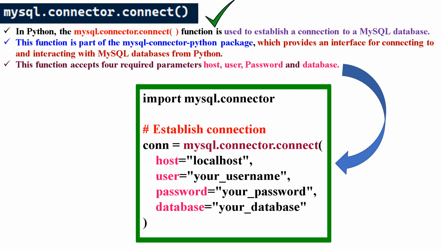Next is mysql.connector.connect function. In Python, the mysql.connector.connect function is used to establish a connection to a MySQL database. This function is part of the MySQL connector Python package, which provides an interface for connecting to and interacting with MySQL databases from Python. This function accepts 4 required parameters: host, user, password, and database, which we have already discussed in the previous video.